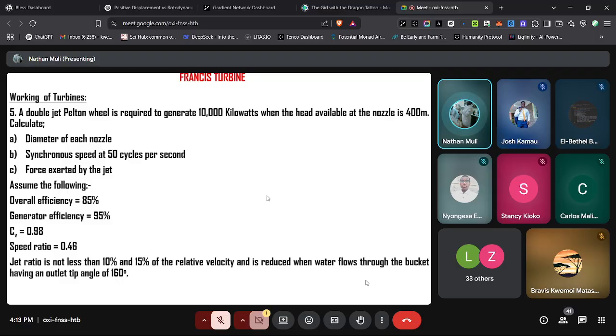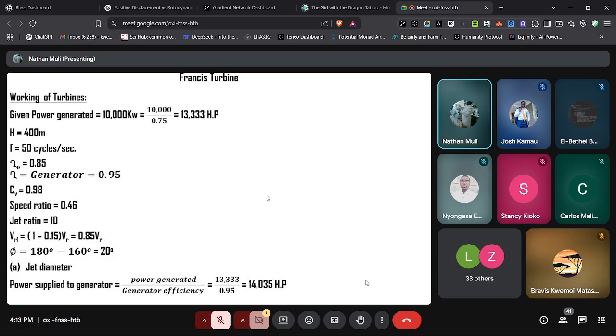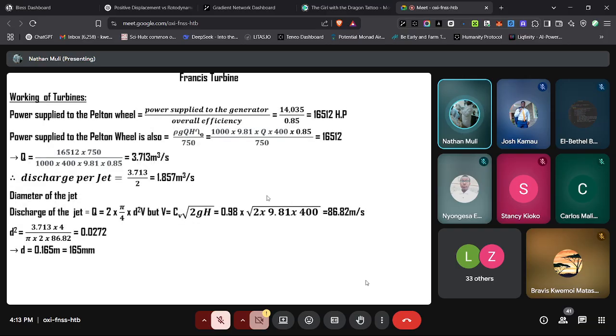I have another one. This is a double jet Pelton wheel. I think I'd given you this one. We solved this one, but there's nothing wrong if I repeat it. It's for your own good. And I've worked it out all the way up to the end where you got 14,035 horsepower. Working the turbine still on the same until you got diameter D.